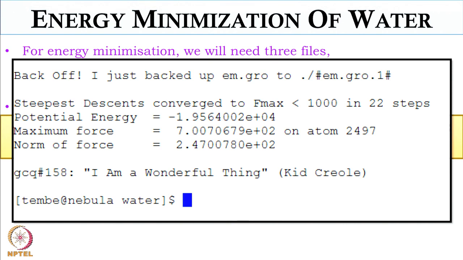Everything has to be in nanometer for distance, time has to be in picoseconds, energy has to be in kilojoules per mole. So now potential energy will again be in kilojoules per mole. And the maximum force, it is not giving the units here, but it is understood. The maximum force is 7 into 10 raised to the power 2 kilojoule per mole per nanometer on atom number 2497.